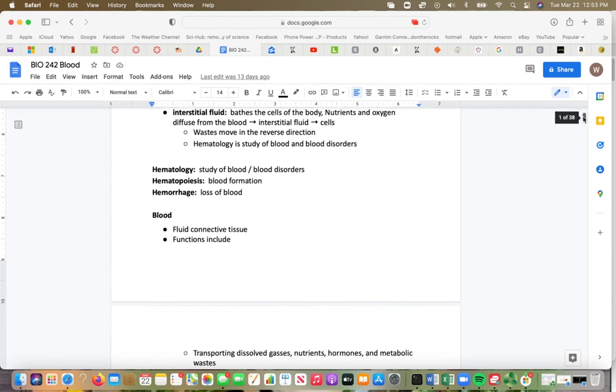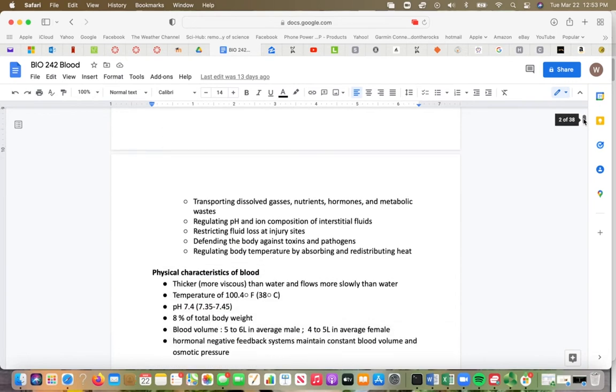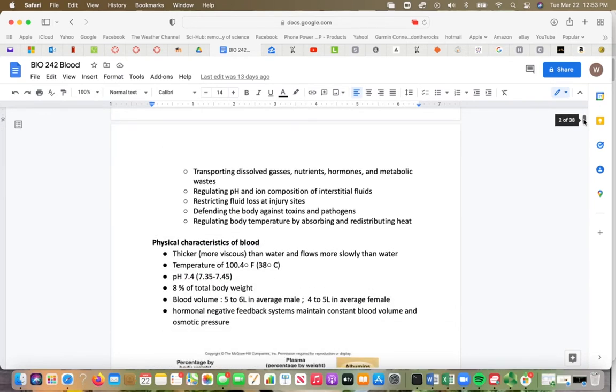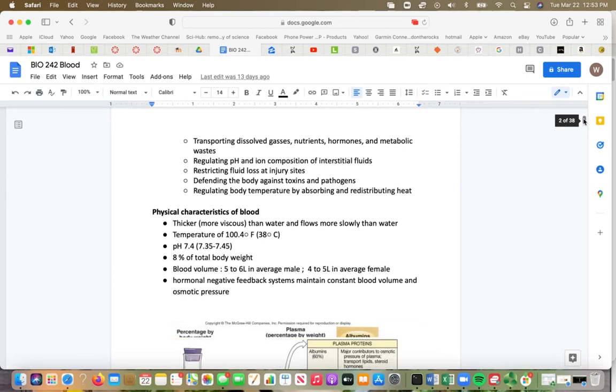So blood is a fluid connective tissue. It helps to transport dissolved gases, nutrients, hormones, and waste products. It's part of the system that helps to regulate your pH and ion composition. It helps to restrict fluid loss at injury sites, and it plays an important role in the body's defenses against various toxins and pathogens. It's also helpful in regulating body temperature. If you've ever experienced circulation being cut off in an area of your body, you'll notice it cools off pretty quickly. So it helps to absorb and redistribute heat.